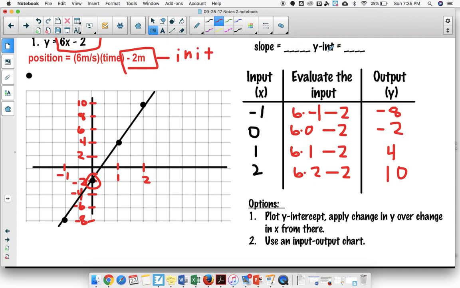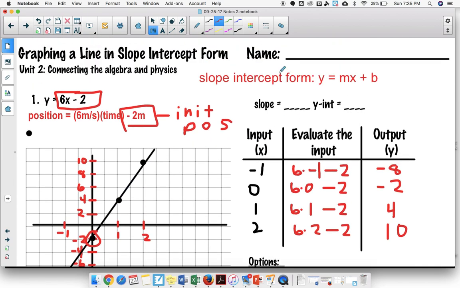Okay, the other thing to notice is that since it is a positive slope, that means the object's moving away from the motion detector, not towards it. So based on the way this is set up, I'm going to look here. The m matches 6, so our slope is 6.